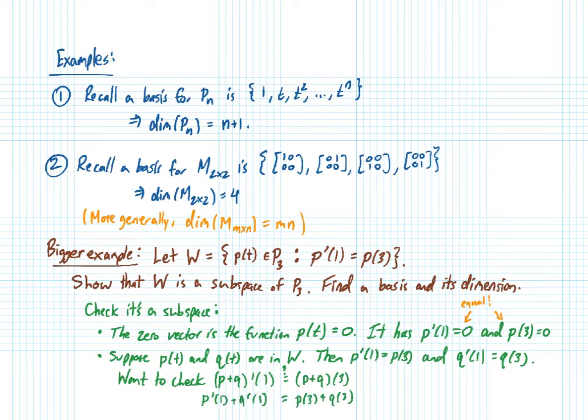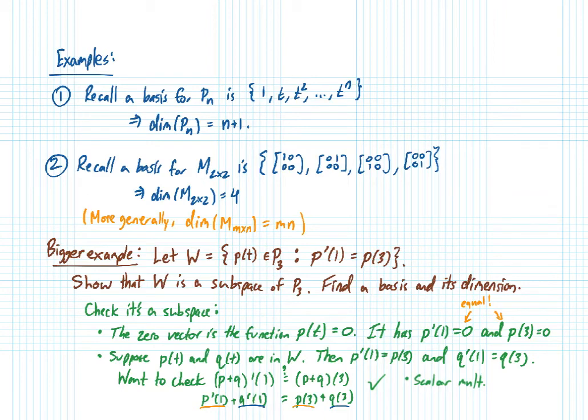But we know that the left-hand side is P prime of 1 plus Q prime of 1, and we know that the right-hand side is P of 3 plus Q of 3. And now we can see that those things have to be true because we already know that P prime of 1 is equal to P of 3 and Q prime of 1 is equal to Q of 3. And then the third thing you would want to check is the scalar multiplication compatibility, which is a similar sort of argument to what we just did here, and so I'll leave that for you to do.